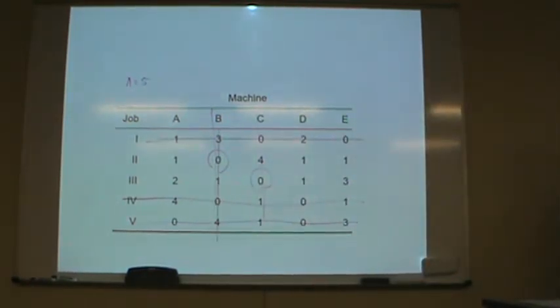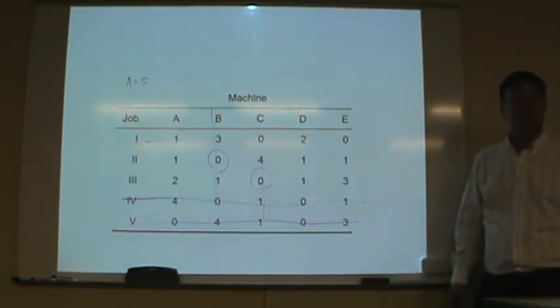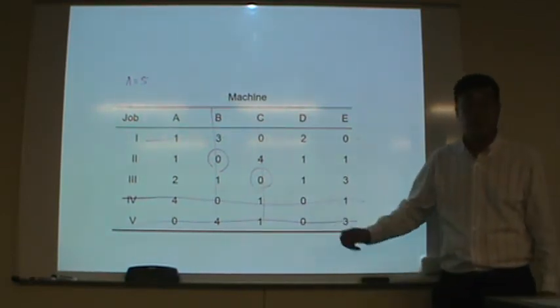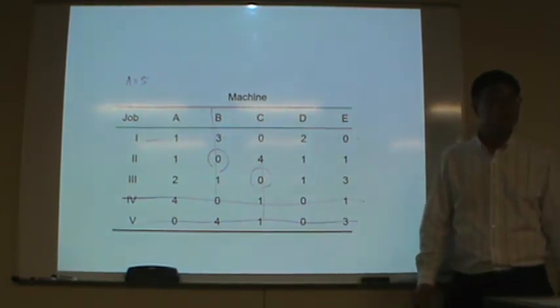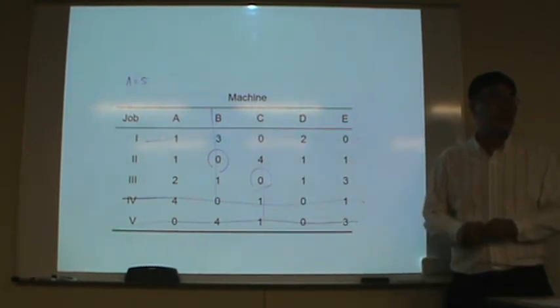What about B? What about D? I know you got 2 zeros in B, and D, this one is already covered. You don't need another line if they are already covered. Don't waste the line. 4, 5.